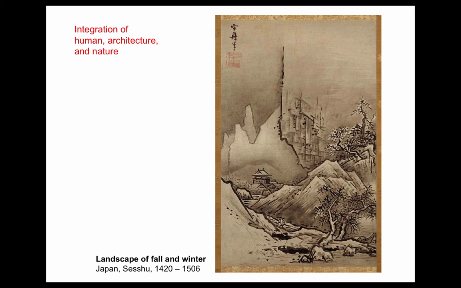So here is a Japanese painting. Somebody go up there and point to a person. Anybody find a people? You see someone right there? Very good. And here's some architecture. But look at how they are integrated with nature, instead of popping out from and standing apart from it.